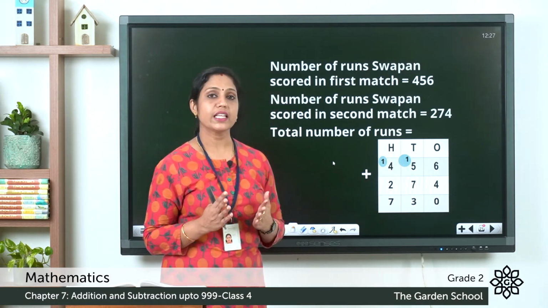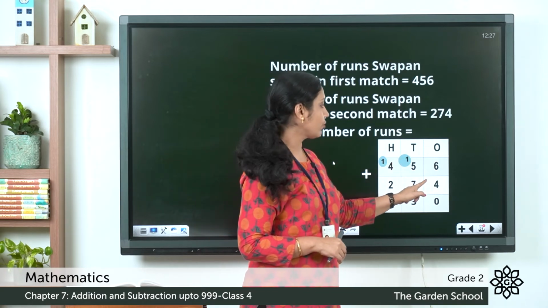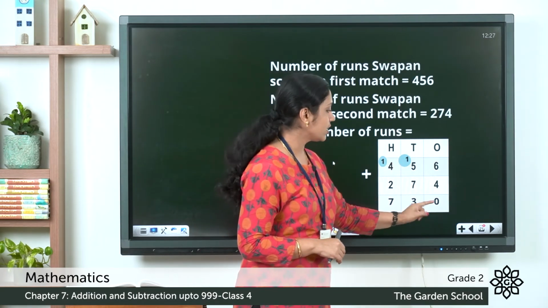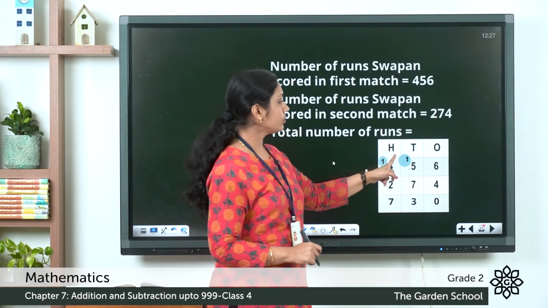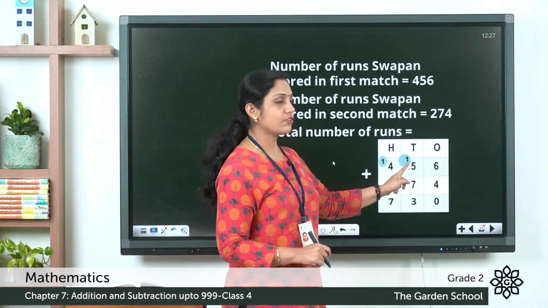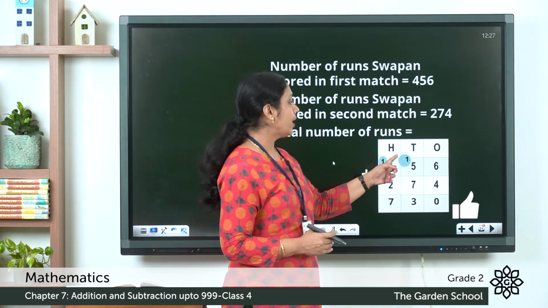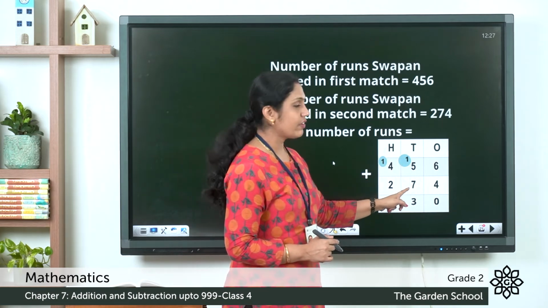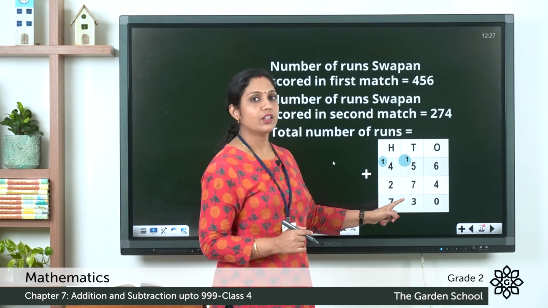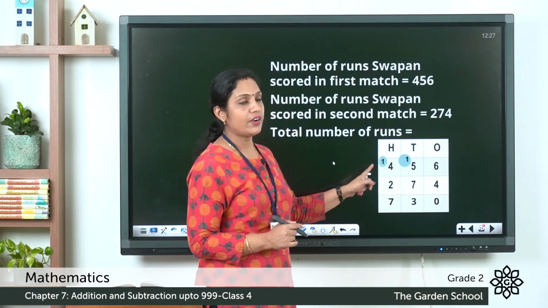So which numbers are there in the ones position? It is 6 plus 4. So 6 plus 4 is 10. Write the 0 in the ones place. 1 carry it over to the tens place. Now we have 1 plus 5 plus 7 in the tens place. So let's add 1 plus 5 is equal to 6. 6 plus 7 is equal to 13. The 3 we write in the tens place and 1 we carry it over to the hundreds place.